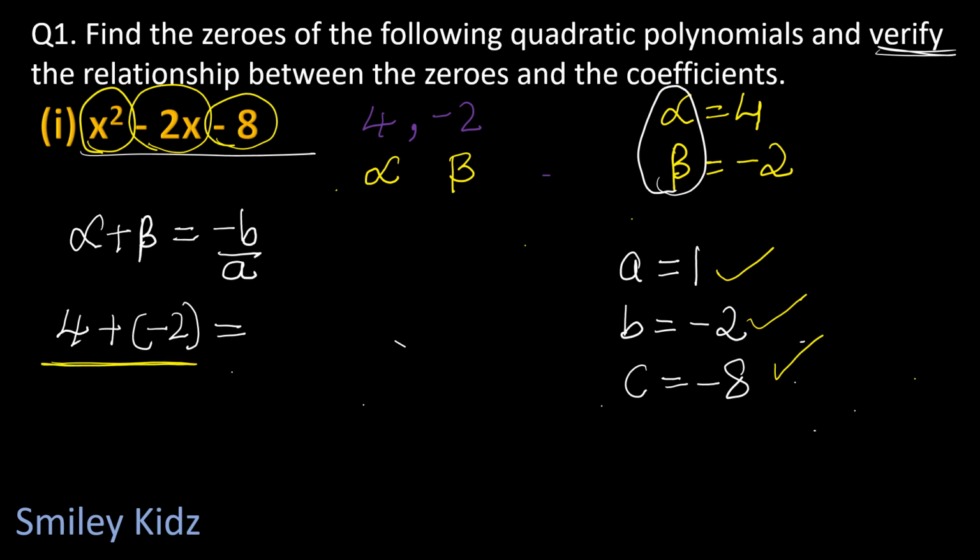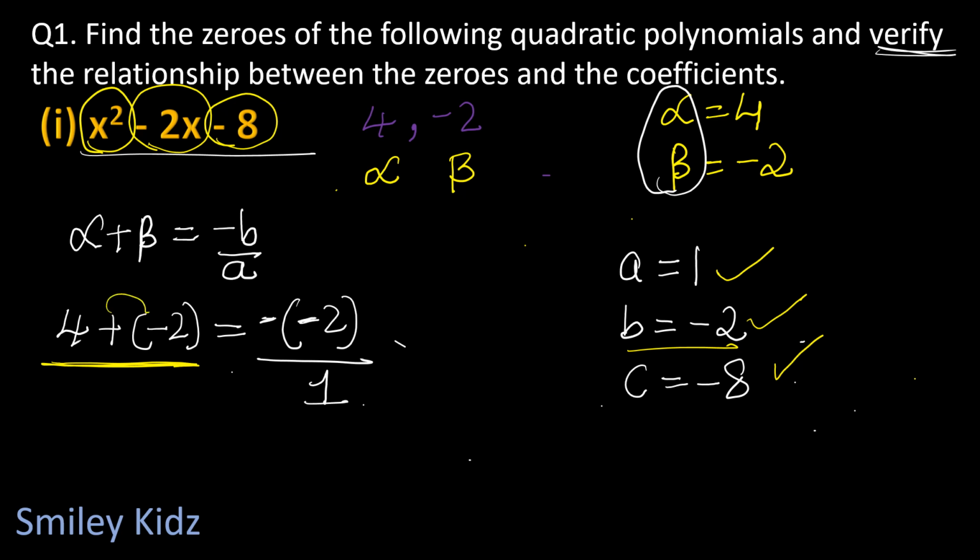Now, this alpha plus beta must be equal to minus b by a. Then only we can verify the relationship between the zeros and the coefficients, isn't it? Now, what is minus b? Here we know that the value of b is minus 2. So, it is minus of minus 2 upon a, which is 1, isn't it?